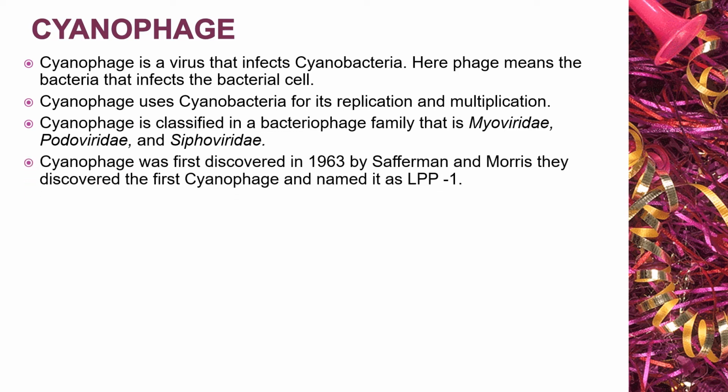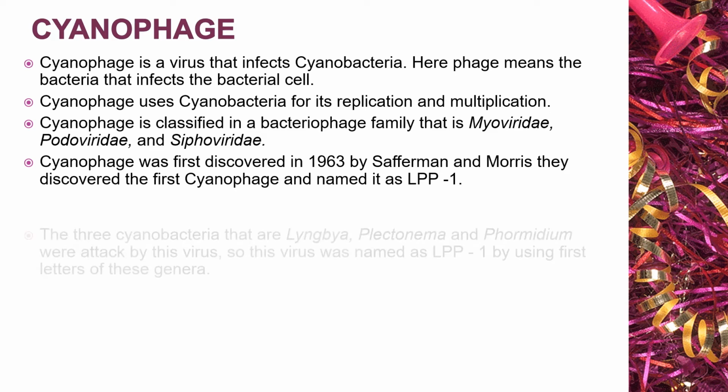Cyanophage was first discovered in 1963 by Safferman and Morris. They discovered the first cyanophage and named it LPP1. So there were two scientists, Safferman and Morris. In 1963, they discovered the first cyanophage, and this virus was named LPP1.